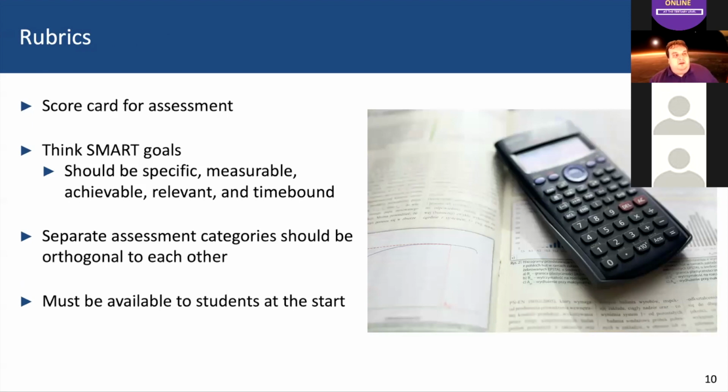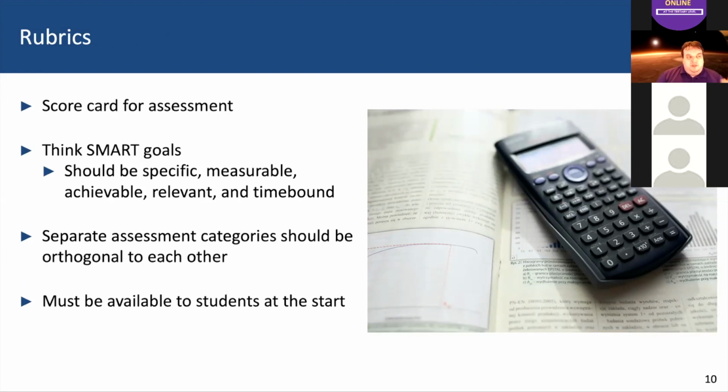Finally, or not even finally here, I want to discuss rubrics. Nothing here is going to be specific to online education, but I do want to say a couple things to make sure that we're on top of this. The word rubric scares people in a lot of ways. It's just a scorecard for assessment.